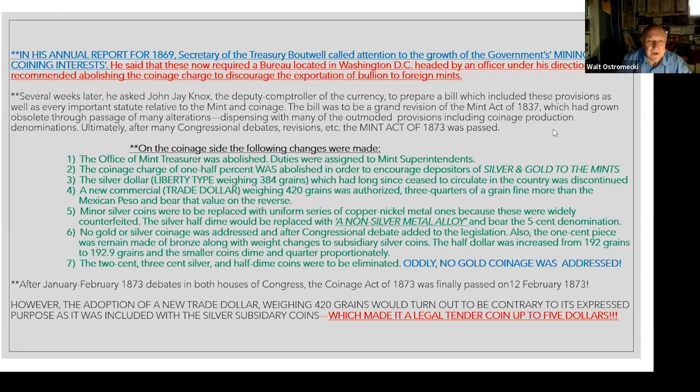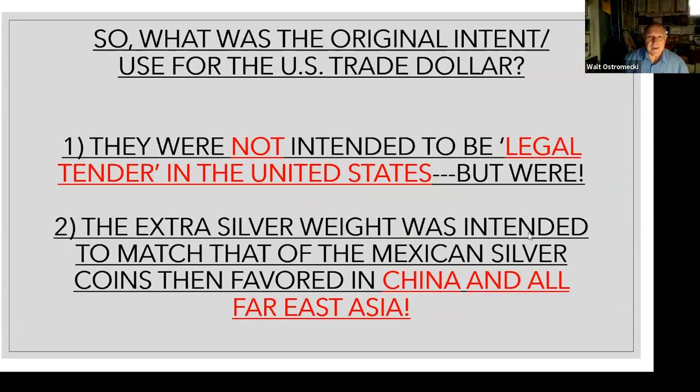However, the adoption of the new trade dollar, weighing 420 grains, would turn out to be contrary to its express purpose. And we'll cover this again in a little more detail. As it was included with silver subsidy coins, these are coins made for circulation, which gave that particular trade dollar legal tender status up to $5 in the United States.